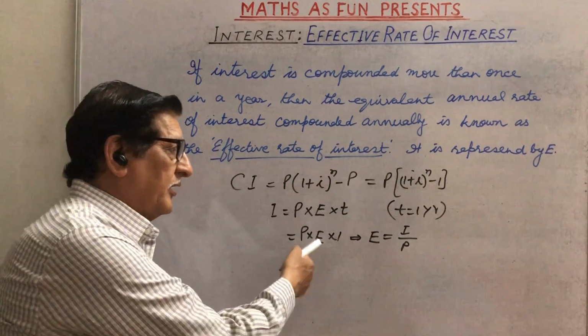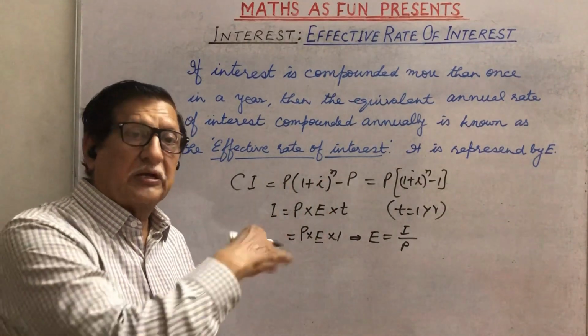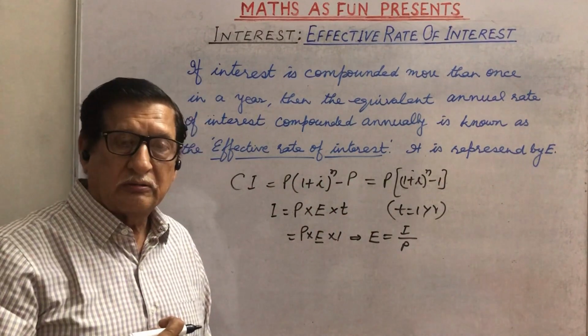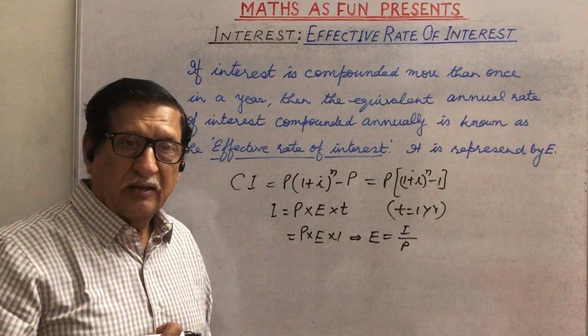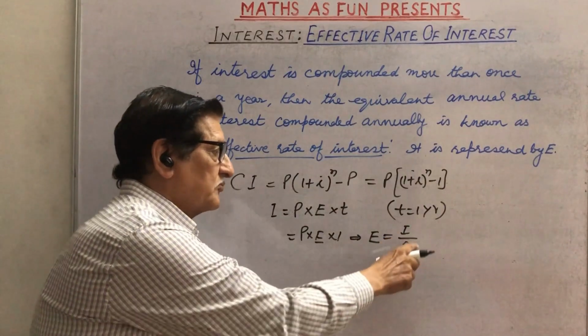So this is one way that we can find out: the compound interest first, as many times as it is compounded in a year, and then we compare that to find out the effective rate. By this formula we can find it.